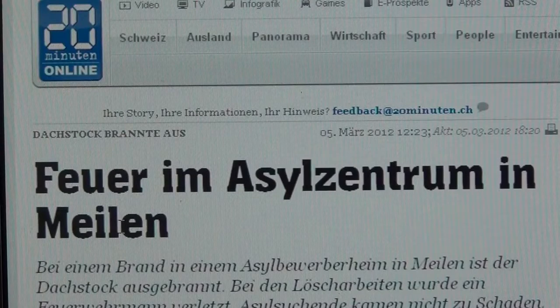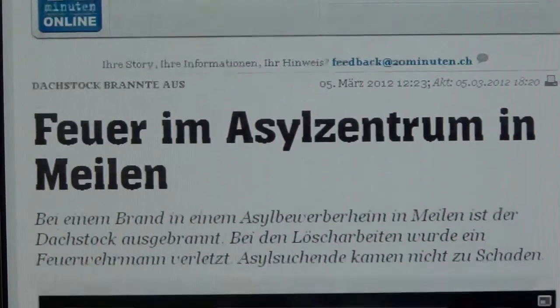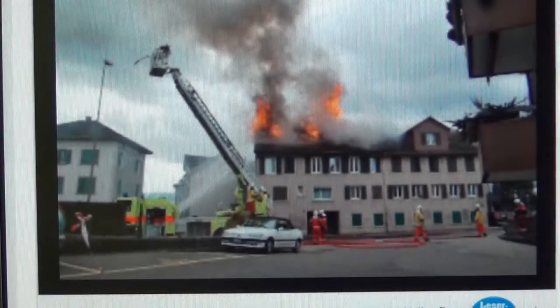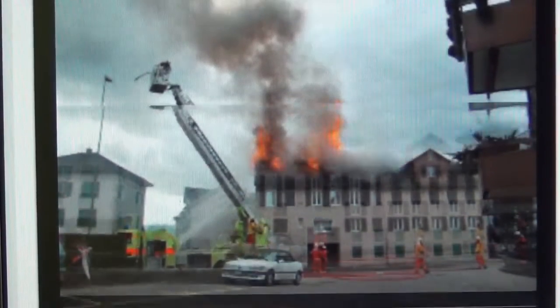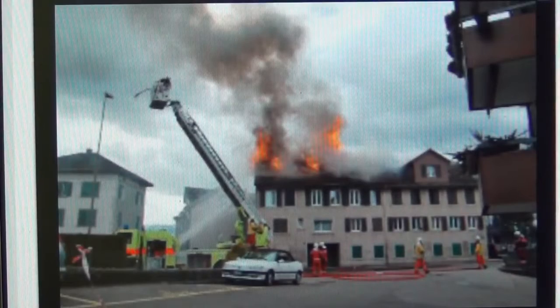And here again, only a couple of weeks later, on March the 2nd, 2012, in Switzerland, Meilen, another asylum seeker centre burns down. And the big Swiss newspapers, they don't even mention it with one single word. It's only the Swiss newspaper 20 Minutes who does so. So this is Switzerland, nice and clean and neutral. We never do anything wrong, at least, well, nobody knows it.